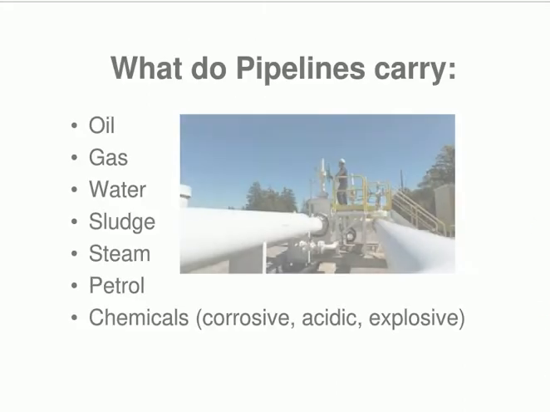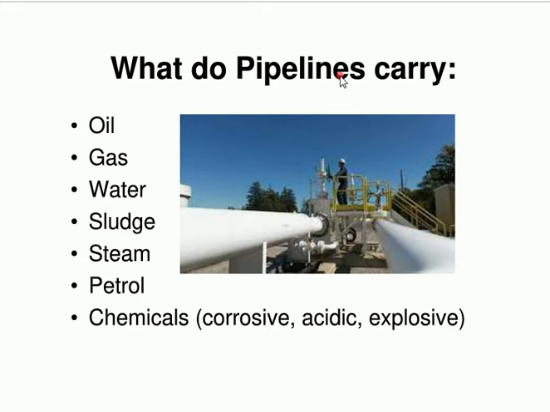Let's have another one. What do pipelines carry? We've got oil, gas, water, sludge, steam, petrol, chemicals. And straight away when we talk about chemicals, some of them are corrosive, some are acidic, some are explosive. And these are all issues pipelines have to deal with. If it's acidic or corrosive, it destroys the pipeline from the inside out. If it's explosive, you have a whole other set of issues to deal with to make sure it doesn't blow up.